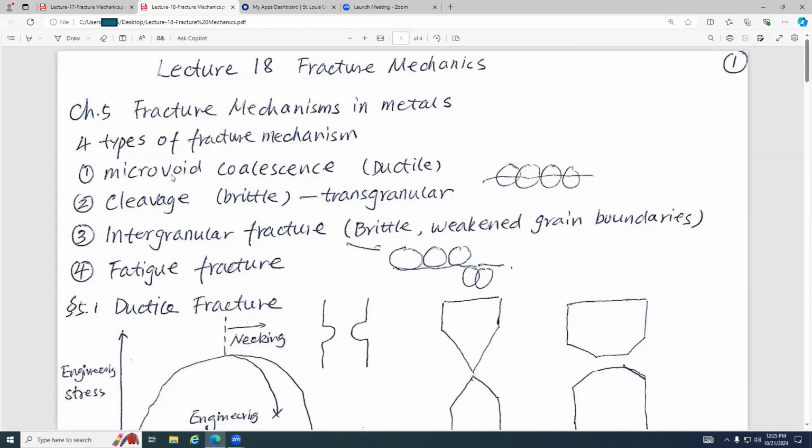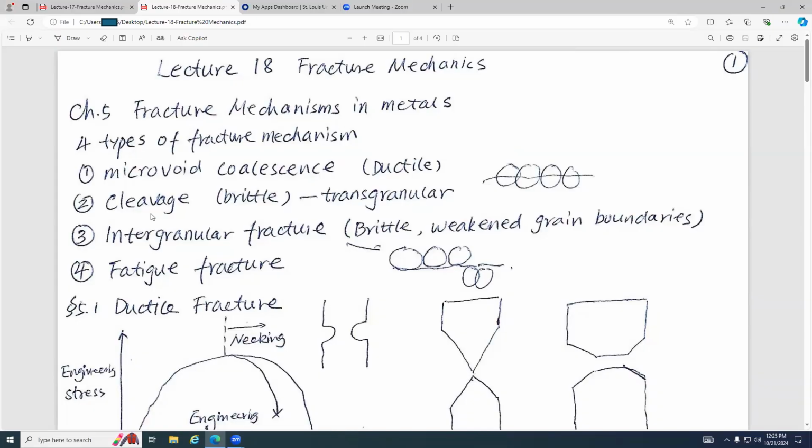One is called microvoid coalescence. Microvoid coalescence means that, suppose we have pre-existing microvoids, okay? They are very close, but even though they are close, the material is connected together and does not break. However, if you keep loading it, these microvoids will come together and combine into a larger void, and it will look like a crack. This crack propagates. So this is called microvoid coalescence, especially for ductile materials.